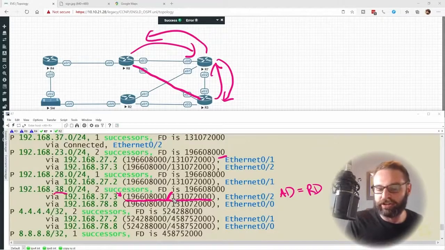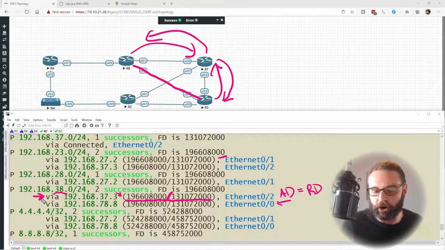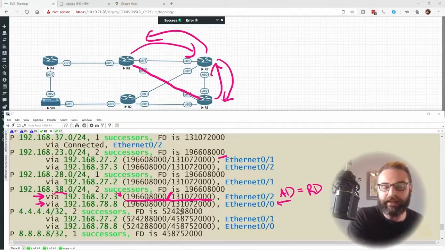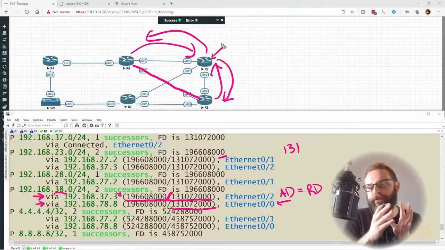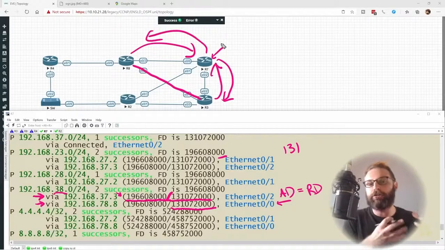Where the feasibility condition comes into play is when we have a second advertisement coming in from somebody else. So let's pretend for a moment that we received the route from R3 first, and that became our feasible distance and our only successor. We then received an advertisement from R8, and it's advertising this particular distance right here. Let's again abbreviate that to 131 for simplicity's sake. What R7 then does at this point is it has to figure out if the second advertising router, router 8, is closer to the destination than router 7 is.